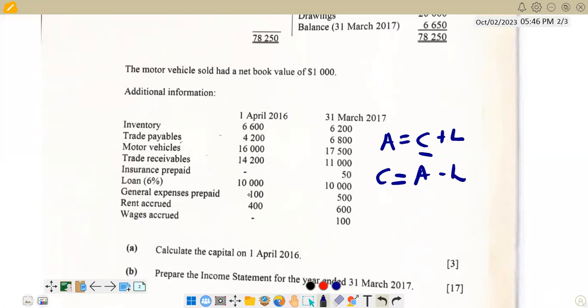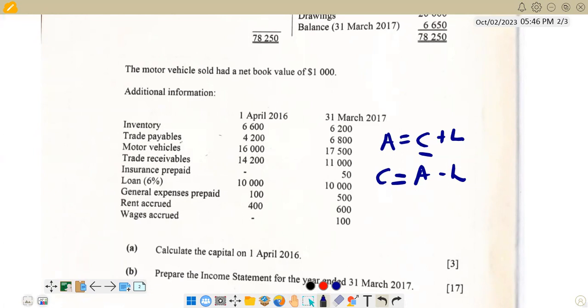So we are just going to prepare a statement of affairs. This is a statement that calculates the figure for capital. We are just going to list the balances that we have for assets at first. Then we have the total for assets, and after that we find the total for liabilities. Then we make a calculation of assets minus liability. Then we get our capital. So we are going to start with the opening balance.